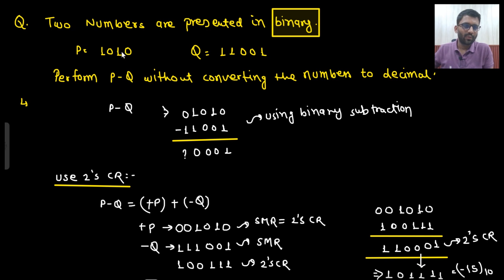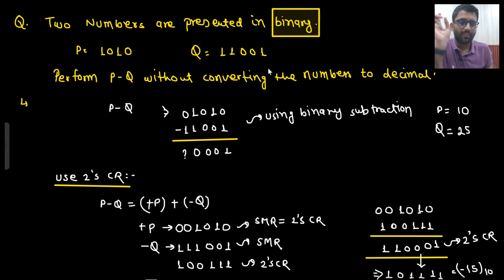Let's convert it to binary. What would that be? 1 2 4 8. So that would be 10. This number is 10, so P is 10 only. Why should I write plus 10? P is 10. And what is Q? 1 2 4 8 16. That is 25. Q is 25. So you need to perform 10 minus 25.